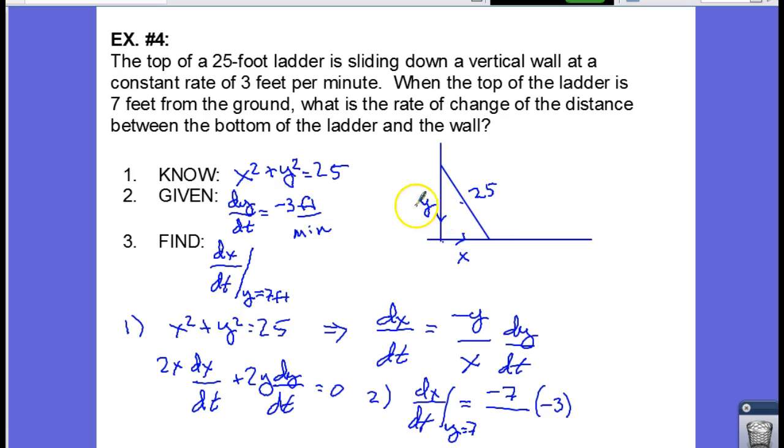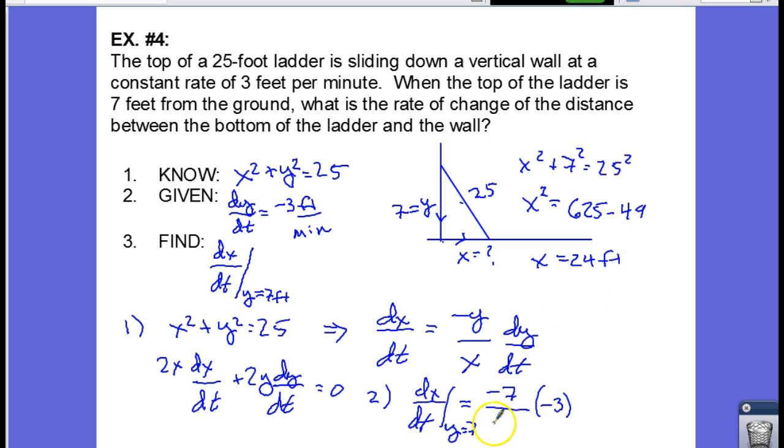So when y is equal to 7, the ladder is still going to be 25 feet long. What is x? All right, so we have x squared plus 7 squared equals 25 squared. So x squared equals 625 minus 49. x equals 24 feet. All right, so now I can substitute 24 in place of x.